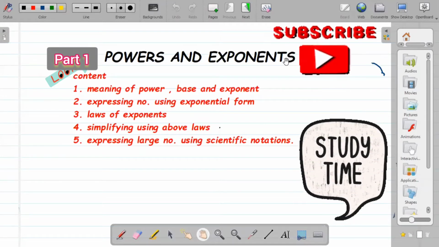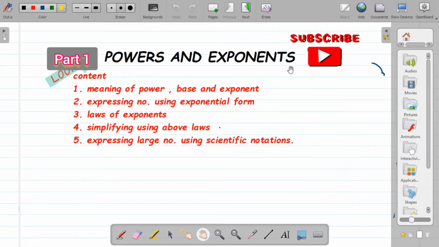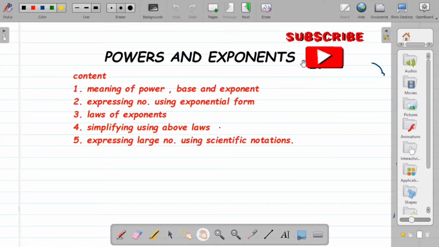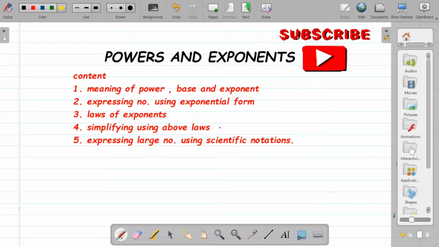Hello guys. Again today we are meeting with a new chapter, that is powers and exponents. Now this chapter is there with the 7th standard, 8th and 9th also. So this will be a very important chapter regarding the CBSE syllabus. So without wasting time, let's just start with what is powers and exponents.